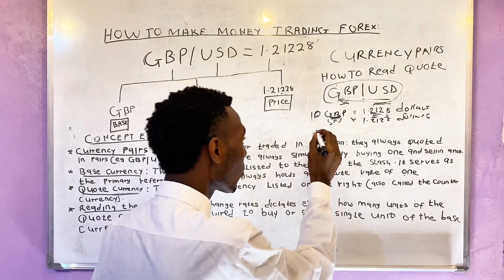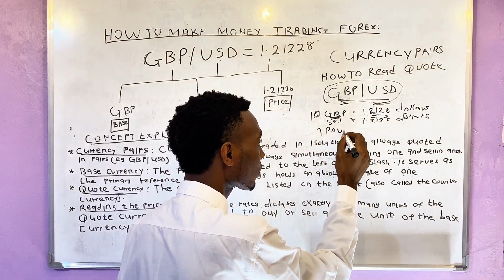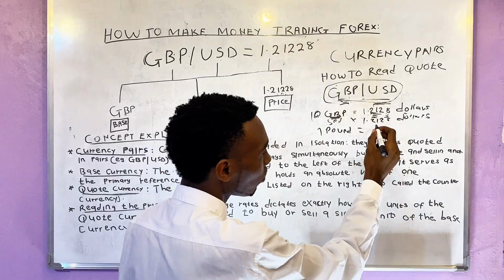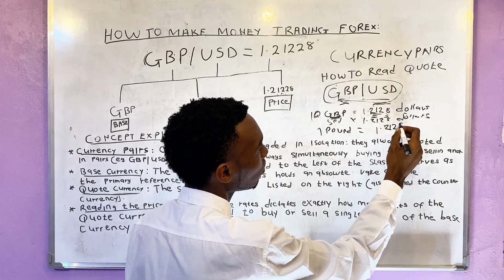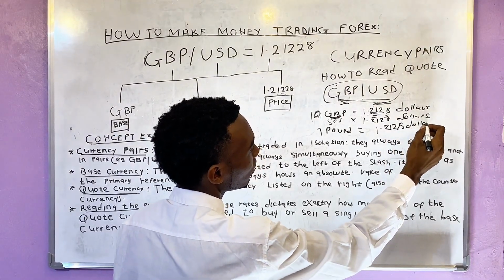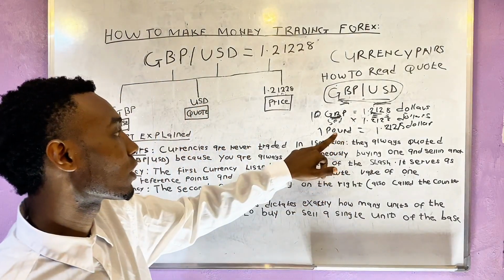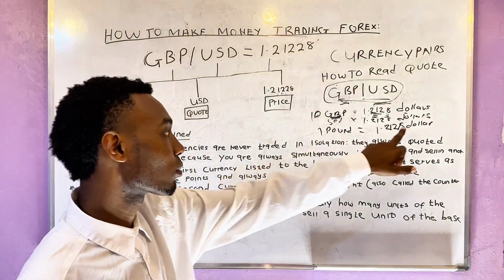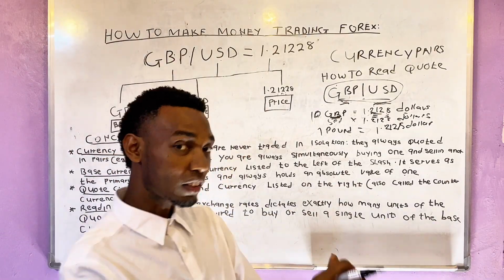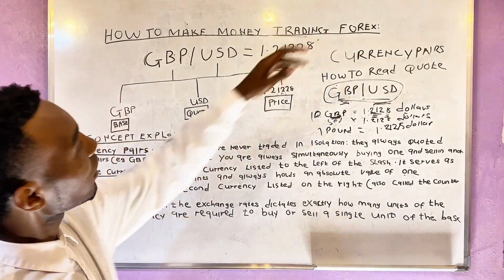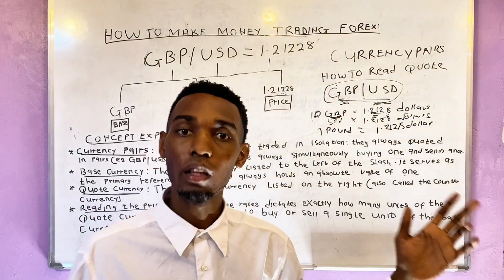As I have told you, 1 pound is equal to 1.2128 dollars. What about if I have 10 pounds? You multiply by these dollars. Now you exchange the rate to dollars. That is the first step of currency pairs and how to read the quote.